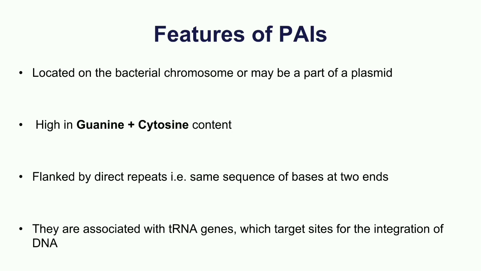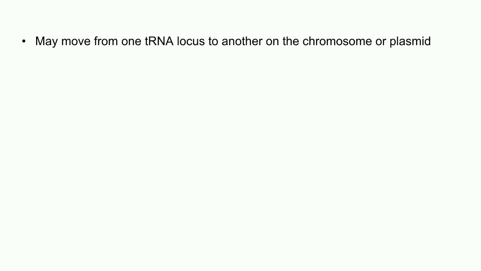They are associated with the tRNA gene, which is the target site for the integration of the pathogenicity island into the core genome. So the pathogenicity islands have the ability to move from one tRNA locus to another tRNA locus. For doing so, they can be present either on the chromosome or the plasmid.